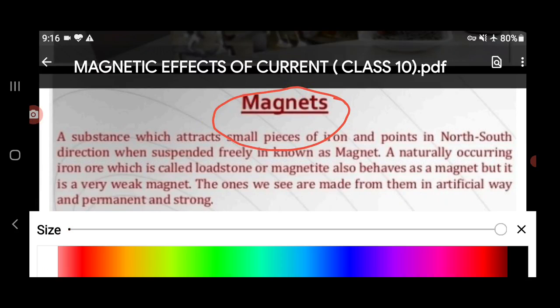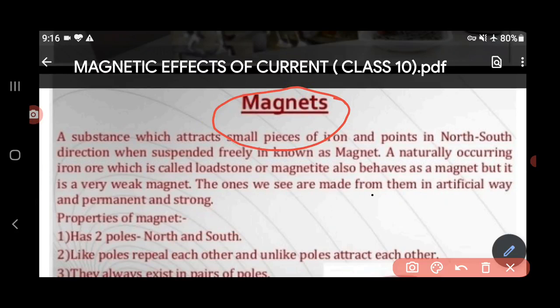Now, we have to deal with the properties of magnet. Say, magnet has two poles, north and south. Means magnet is always having two poles. Monopole magnet is not possible. Monopole magnet means what? The magnet which consists of one pole only. That is called monopole. So, monopole magnet is not possible.